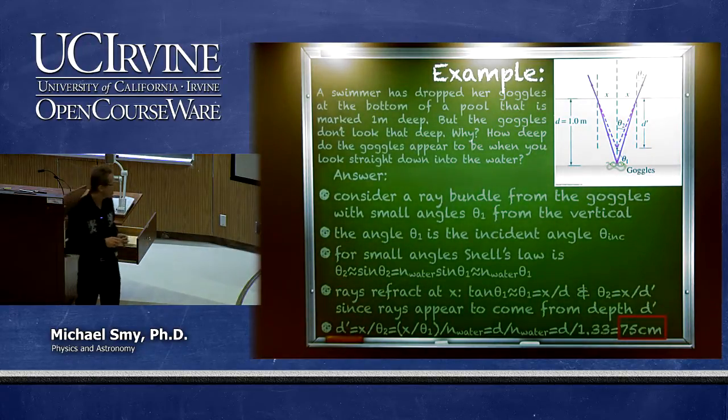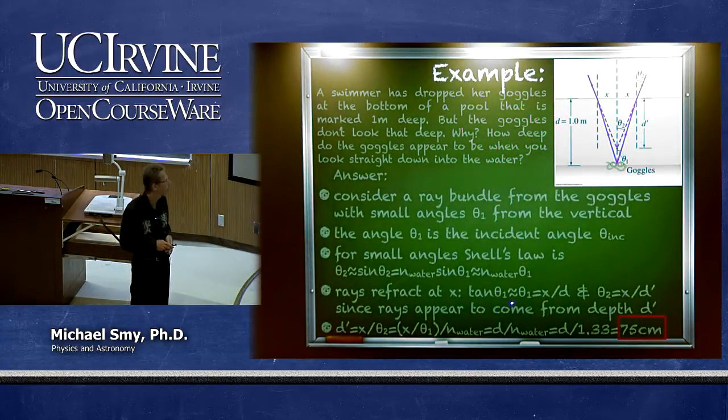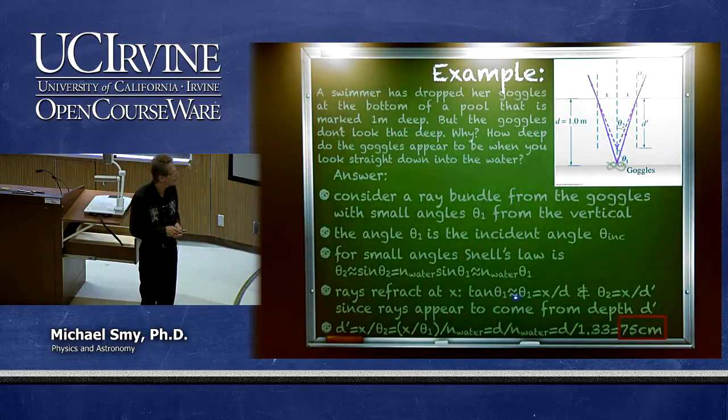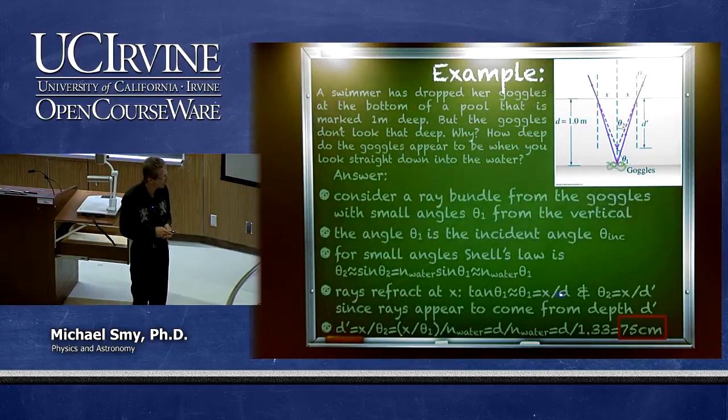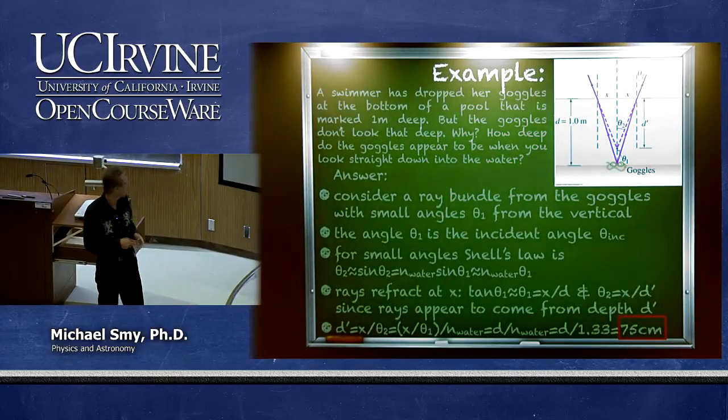Now we use again the fact that those angles are small, and for small angles also the tangent function can be approximated by the argument of the tangent function. So we can say that theta 1 equals x over d, and theta 2 equals x over d prime. So now we can actually solve the problem. So d prime equals x over theta 2, using this equation. And now we plug in for x this equation. So this means that we get x over theta 1.